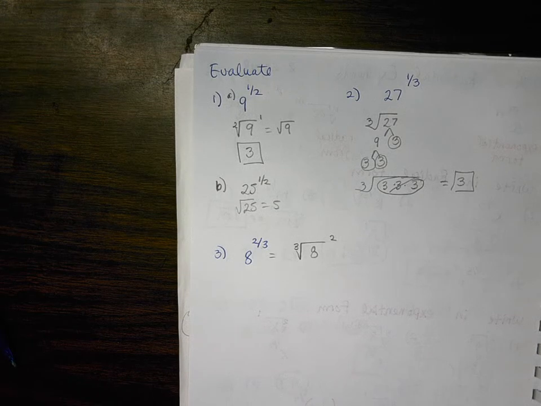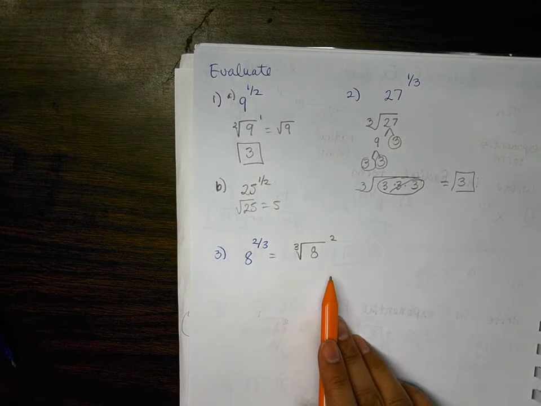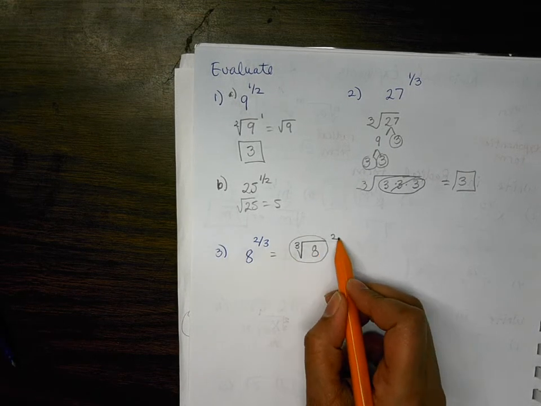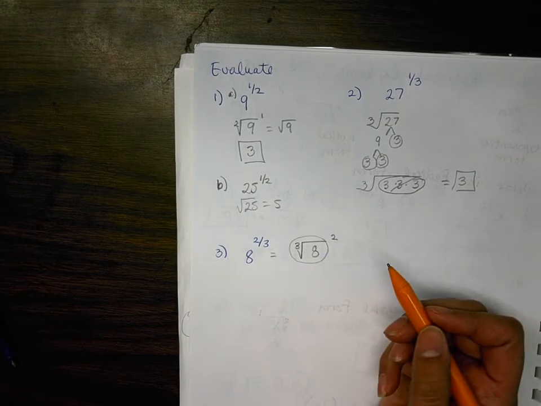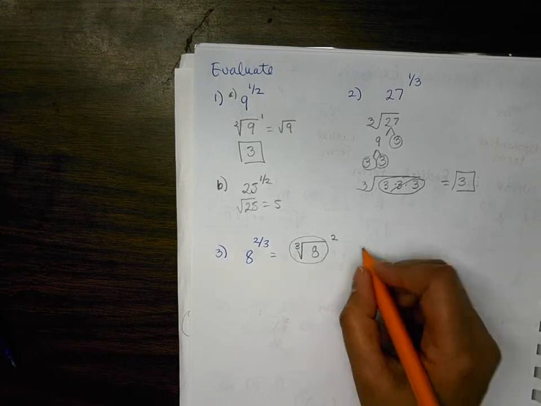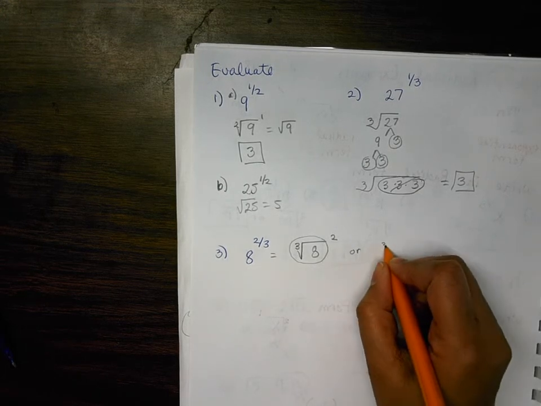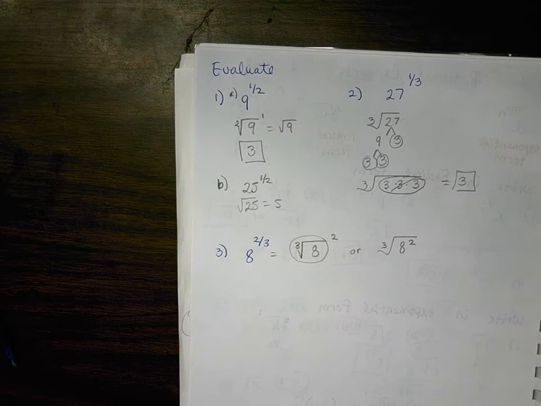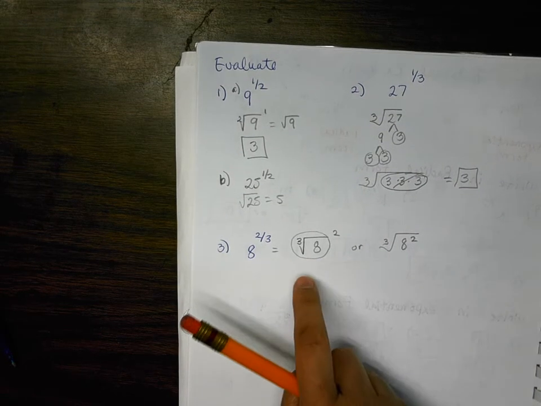But I will tell you this. When you have one like this, it's easier if you do the radical piece first and then your exponent. You can do it the other way. It's going to work out the same. For example, if I did it like this, the cube root of 8 squared, I would still get the same answer. But which one's easier? The first one.